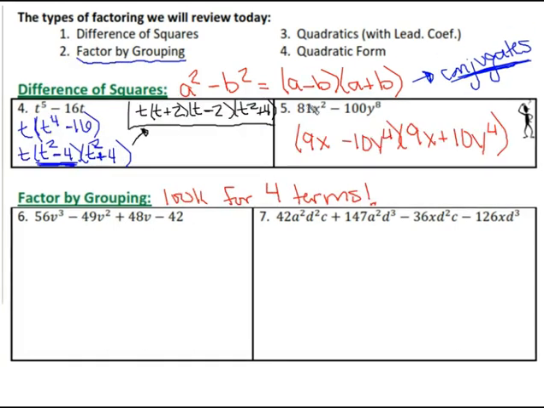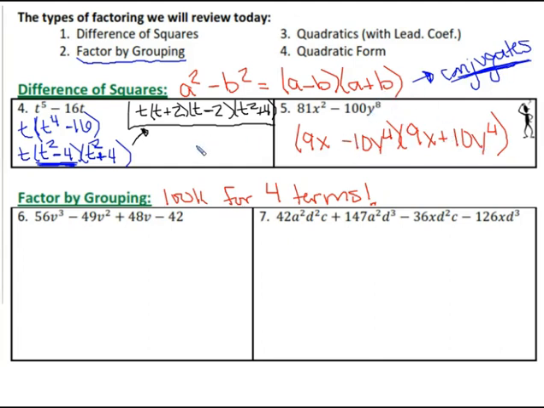Alright, if we check it out, 81's a perfect square. It started as a 9, so we can use 9 and 9. X squared's a perfect square. It started as an x and an x. 100 is a perfect square. It started as a 10 and a 10. And then y to the 8th is a perfect square. If we divide by 2, we're going to have a y to the 4th and a y to the 4th. Since they're conjugates, one's minus, one's plus.